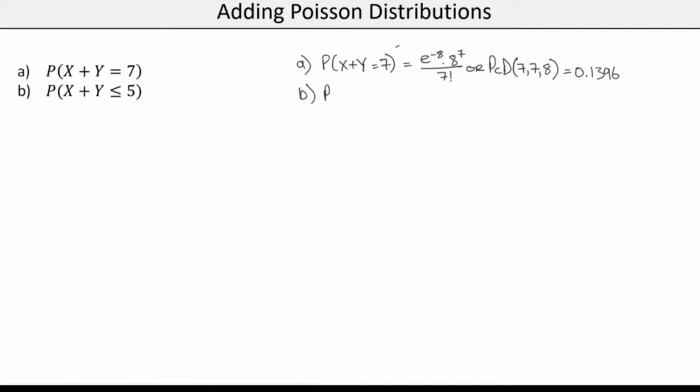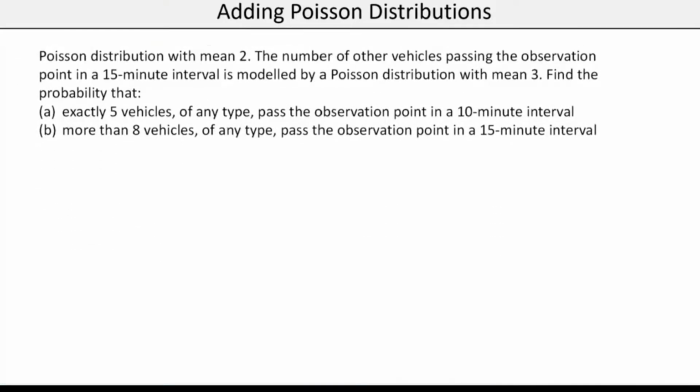How about doing less than or equal to 5? So the probability that X plus Y is less than or equal to 5. This is hard to do with the formula. This is one you will definitely want to do on your calculator. PCD 0, 5, and 8 gets us 0.1912. So that's a straightforward one where we weren't actually even given the time interval.